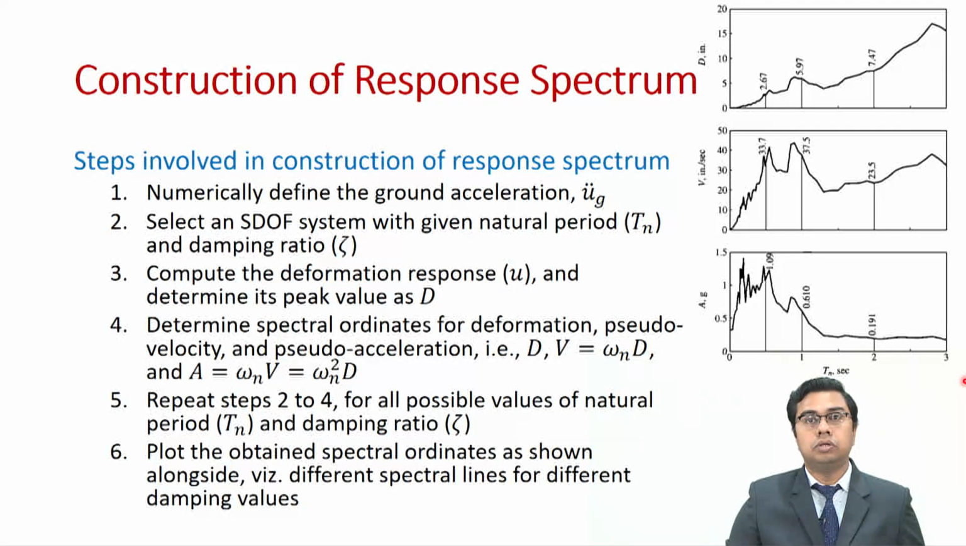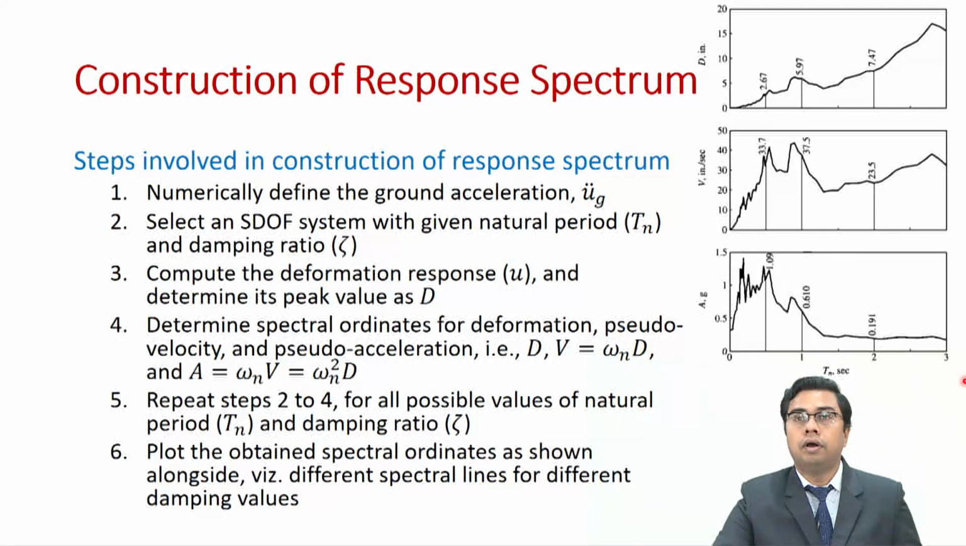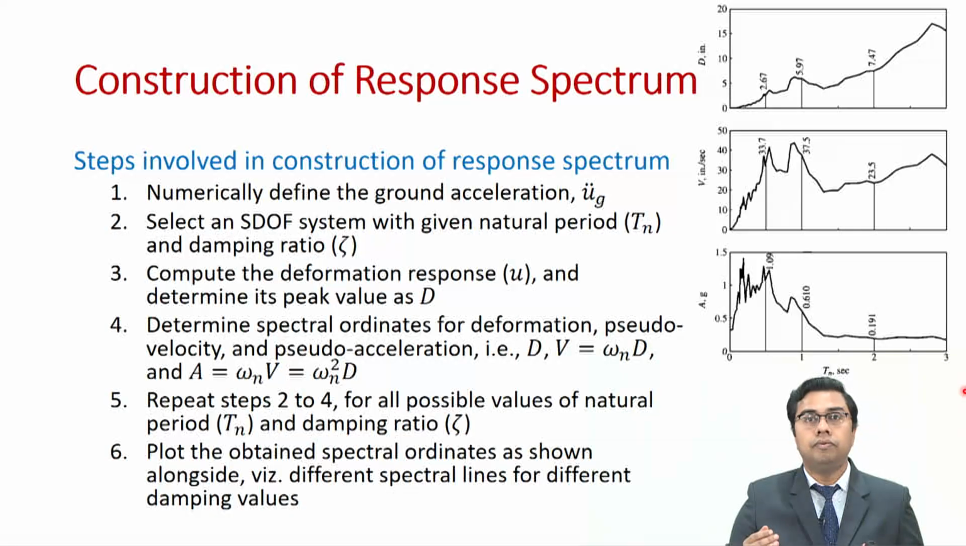So, the first step would be to numerically define the ground acceleration, that is, we should have the ground acceleration time data. After defining the ground acceleration, we will select a single degree of freedom system with a given natural period and a given damping ratio. For that single degree of freedom system, we will compute the deformation response and we will identify its peak absolute value. That peak value will be identified as D.